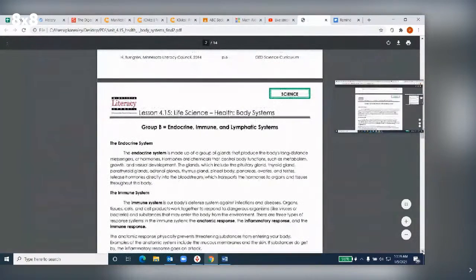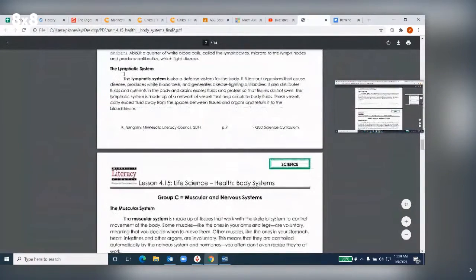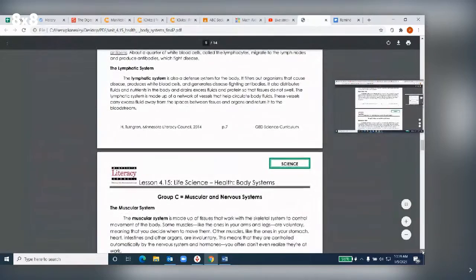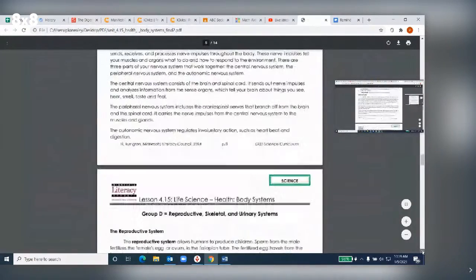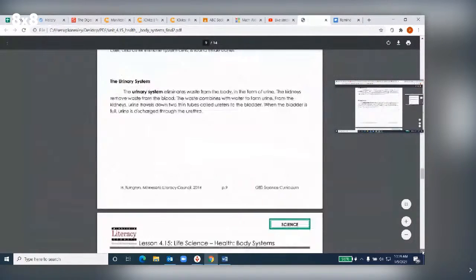Tomorrow, the next time, we still have some more to cover. We have the endocrine system, the immune system, the lymphatic system. Then we have the muscles we have to look at. Then the reproductive, skeletal, and the urinary system.